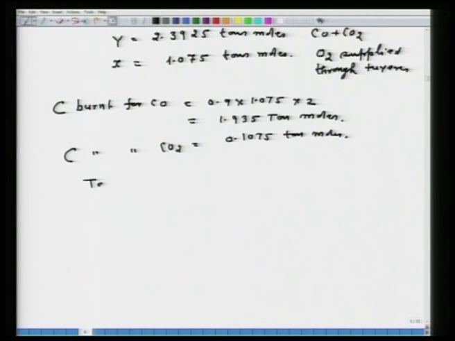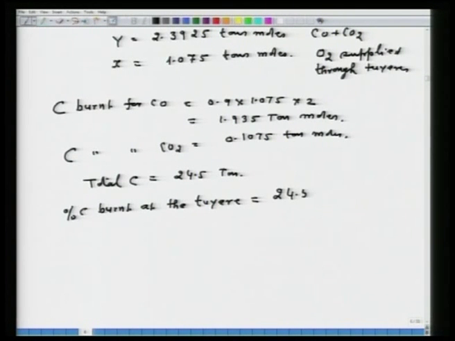So, total carbon in tons will be equal to 24.5 tons. So, percent carbon burnt at the 2 year will be equal to 24.5 upon 27 into 100. That will be equal to 90.7%, and that is the answer for this. That is the answer for part C of problem number 3.